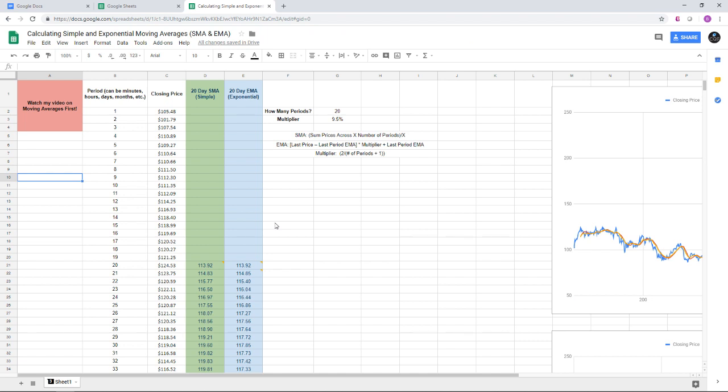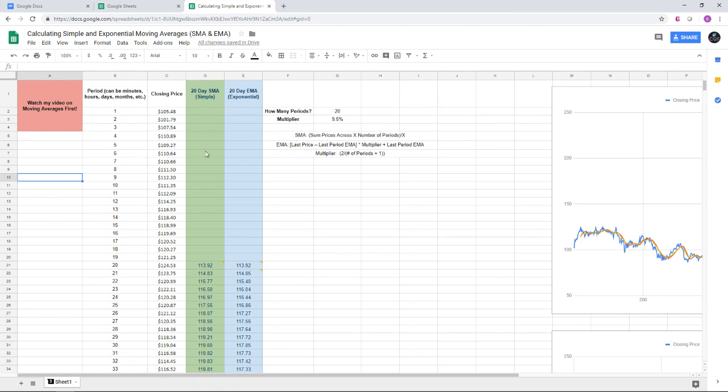So if you're watching this, you already know what a moving average is, so we can dive right into how to calculate it. So here I'm doing the 20-day SMA, the 20-day EMA. I have a closing price of a stock for like 1,000 days, something like that. So it goes back pretty far. The periods could be anything. So I just label them 1, 2, 3, 4. These are technically days, but they can be whatever you'd like them to be.